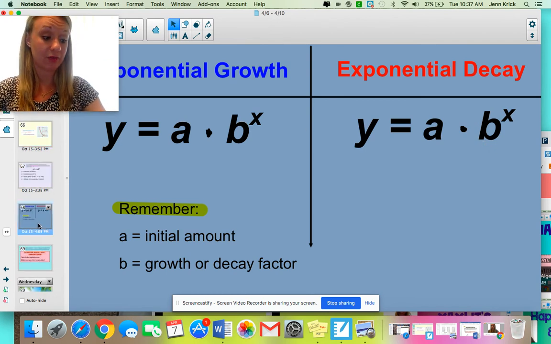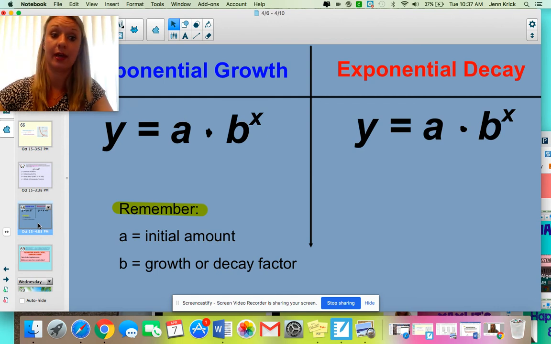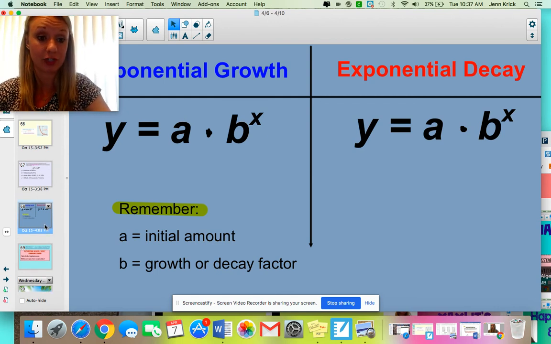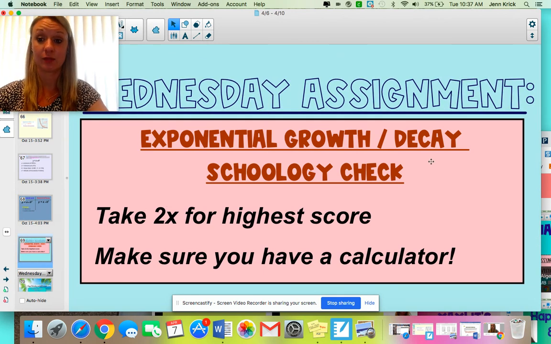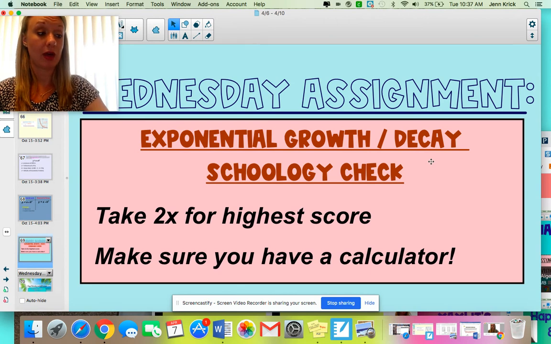Remember, on Monday, we're just going to have a practice assignment, just to make sure that we've got it and we have no questions and no misconceptions. So your Wednesday assignment is an exponential growth and decay Schoology check. It's for you in the e-learning folder. Take it twice for your highest score if you score less than 100%. Make sure you have a calculator handy. That's going to help you.